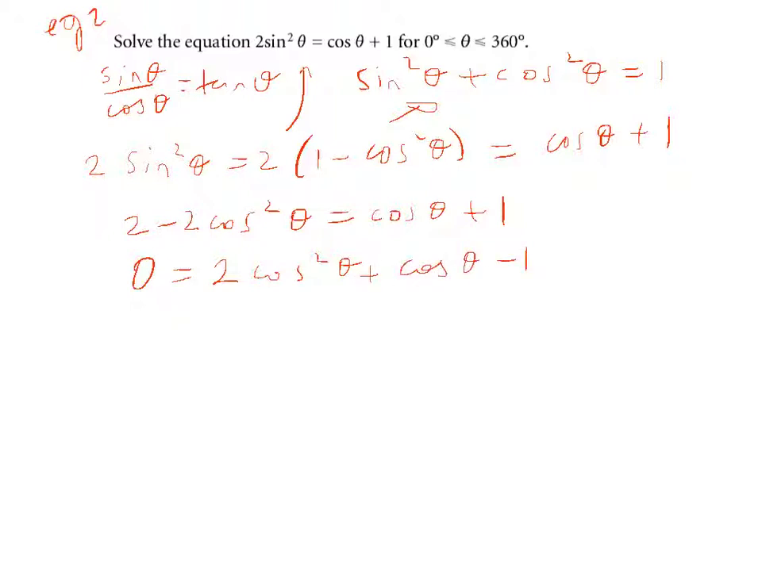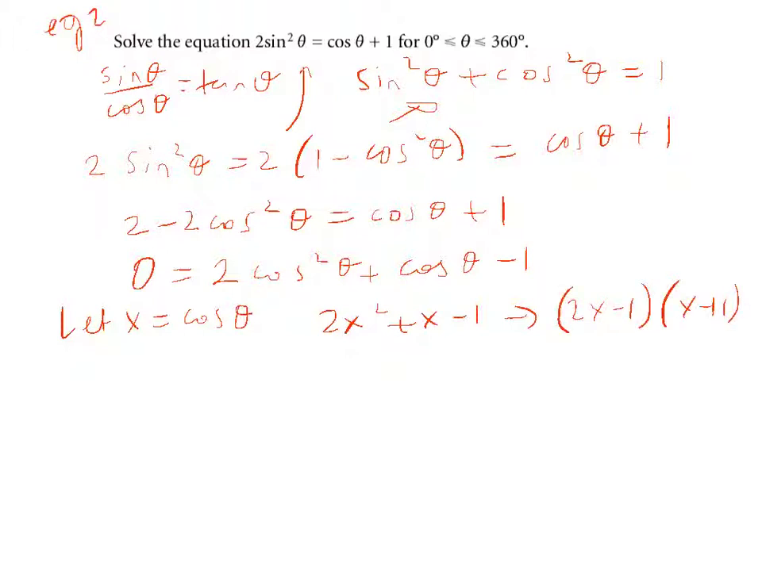And if we bring everything over to one side, we have 0 equals 2 cos squared theta plus cos theta minus 1. Now at this stage we can say let x equal cos theta, and so you get 2x squared plus x minus 1, which can then factorize into (2x minus 1)(x plus 1). This will then give us two solutions, where x equals a half or x equals minus 1.